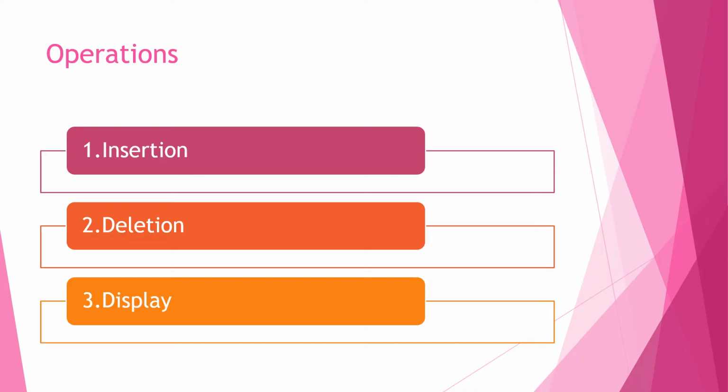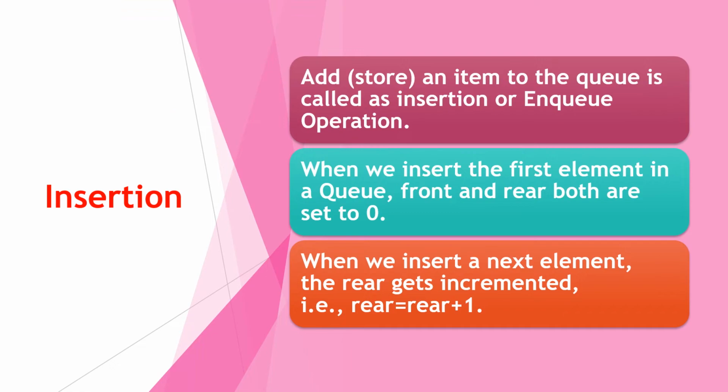Operations. Three types of operations are performed on queue. First one is insertion, second one is deletion, and third one is display. Insertion means adding an item to the queue, called insertion or enqueue operation. When we insert the first element in a queue, front and rear both are set to 0. When we insert the next element, the rear gets incremented. That is, rear equal to rear plus 1.